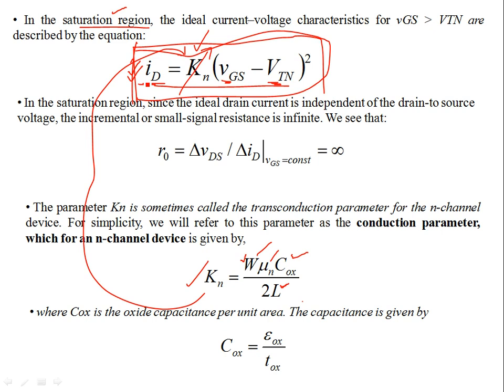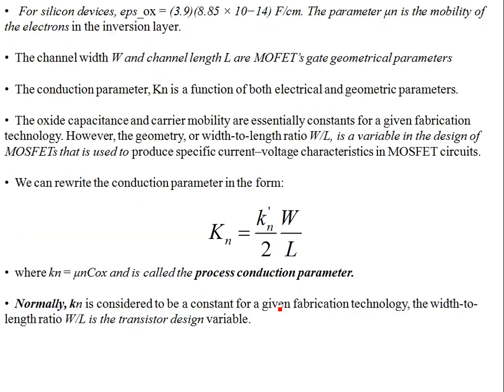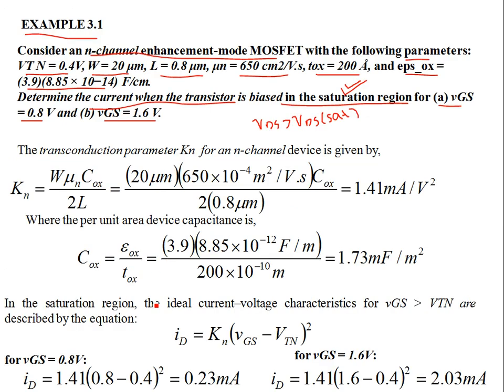Okay, so let's find Kn. Kn, remember, is given in terms of the geometrical and electrical parameters. So let's try to find this out first. So okay, the width of the transistor is 20 micrometers. You see that these are like practical values, which says that MOSFETs are very small and they can be used to make very large scale integrated circuits and digital circuits.